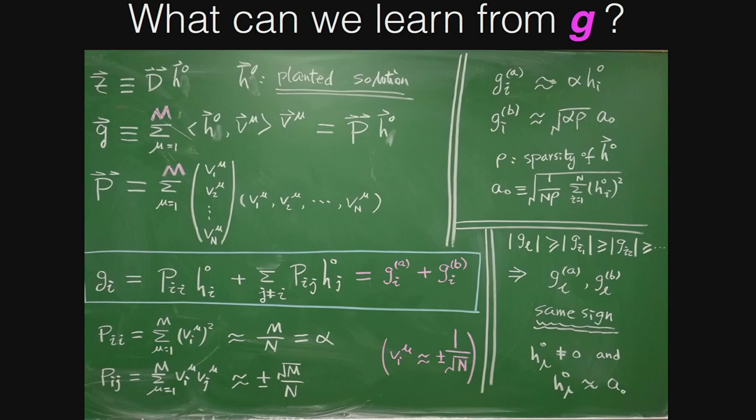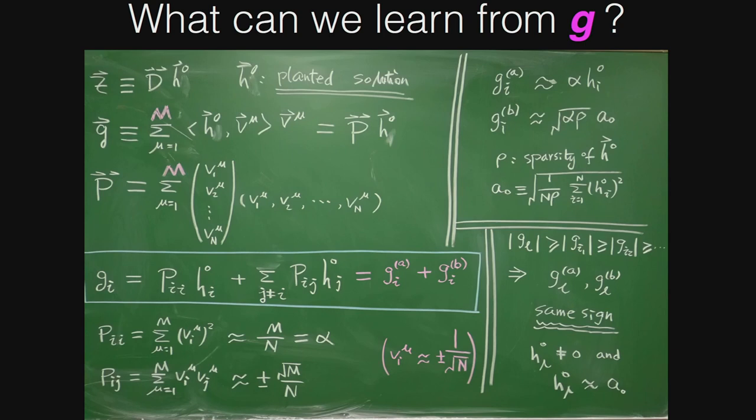And you find that G_iA and G_iB are of the same order, so you cannot get information from this directly. But if you rank, let's say, the absolute values, the maximum value and the next maximum value, you can rank the elements of G. And you look at the index with the maximum value, and you look at G_L, G_LA and G_LB. When you look at this, you find a very important property: this G_iB is essentially independent of the index, and it's such a value. Of course, it might be plus or minus. And G_iA only depends on this H_i0, the planted solution.